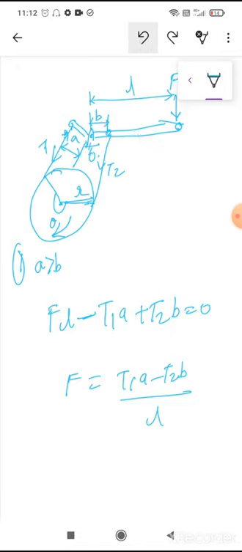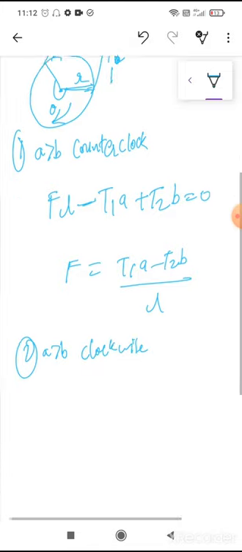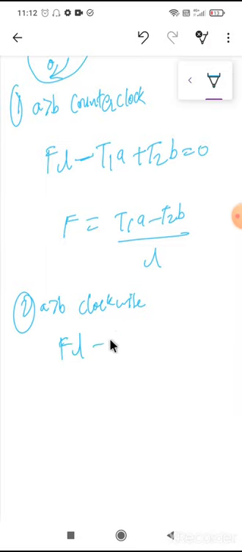Now for clockwise rotation, in this case the tensions' axes are reversed. So in clockwise rotation, this will be T1 and this will be T2. In that case, A is greater than B; this is counterclockwise and this clockwise. So in clockwise rotation, the equation will be F·L minus T2·A plus T1·B is equal to 0. So F will be equal to (T2·A minus T1·B) divided by L.